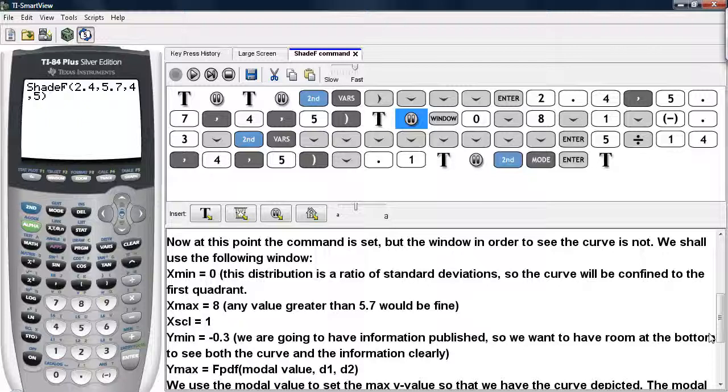in order to size up our window. X-min will be 0, and that's because the F distribution is a ratio of standard deviations, so the curve will be confined to the first quadrant. X-max will be 8. This is user discretion. Any value greater than the upper bound here would be okay.